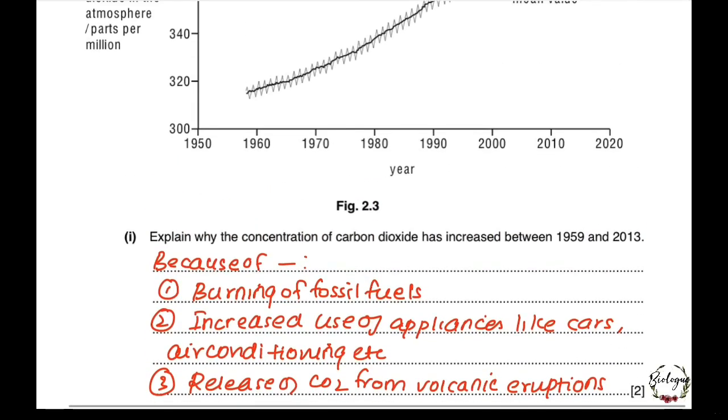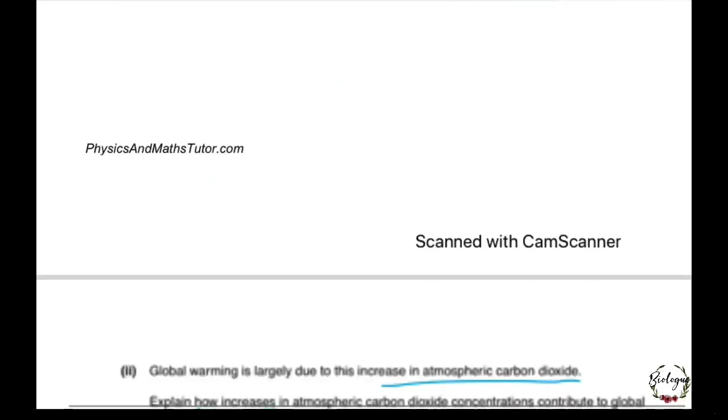Alright, so why does the concentration of carbon dioxide increase? This is because of greater combustion of fossil fuels, greater burning of fossil fuels, increased use of appliances like cars and air conditioning, right? Because with cars, the exhaust from the engine causes carbon dioxide to be released into the atmosphere, and also the release of carbon dioxide from volcanic eruptions.